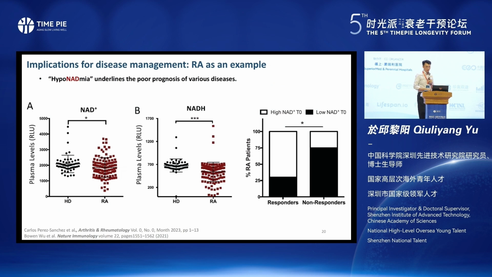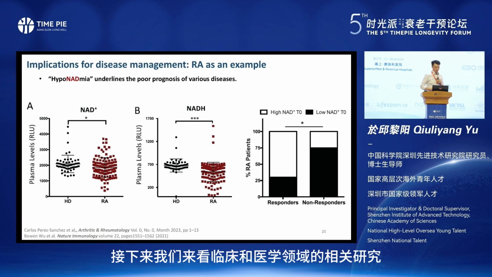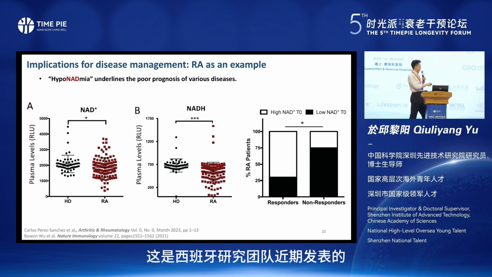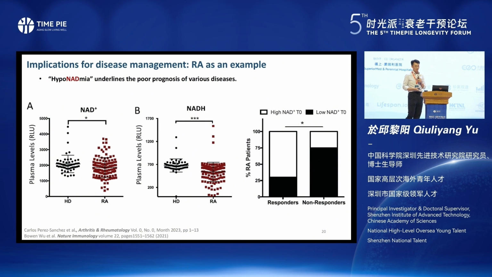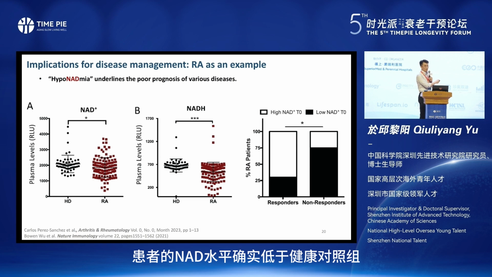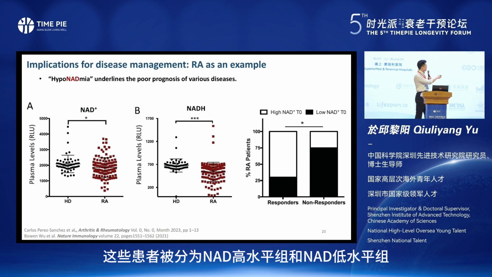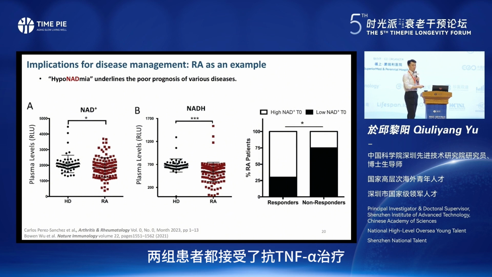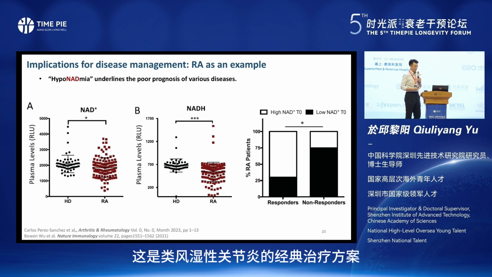Let's shift a little bit to the field of clinics, to medicine. This is a recent paper published by a Spanish group on rheumatoid arthritis patients. They found that, because of chronic inflammation and all that, the patients' NAD is indeed lower than the healthy controls. Then they grouped these patients into NAD-high and NAD-low people, and subjected them to the same regime of treatment, the anti-TNF alpha treatment.